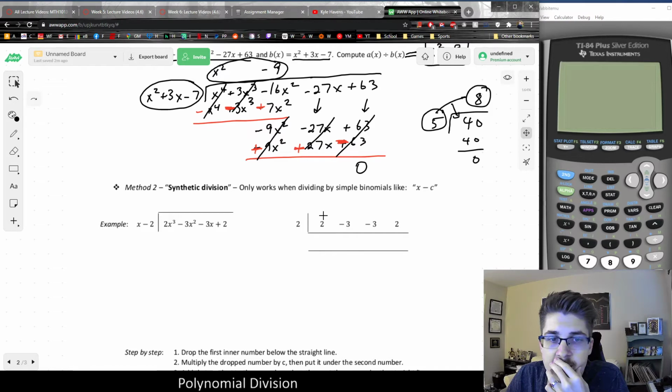So let's go ahead and do it. Let's say we're going to try to do this division, 2x cubed minus 3x squared minus 3x plus 2, divided by x minus 2. If we were going to use synthetic division, we'd place all the coefficients of the polynomial in order of their degree, assuming it's in standard form, within an upside down division bar.